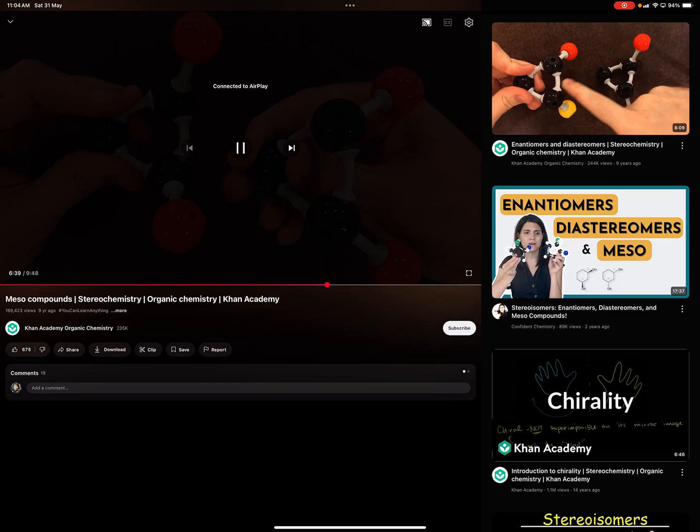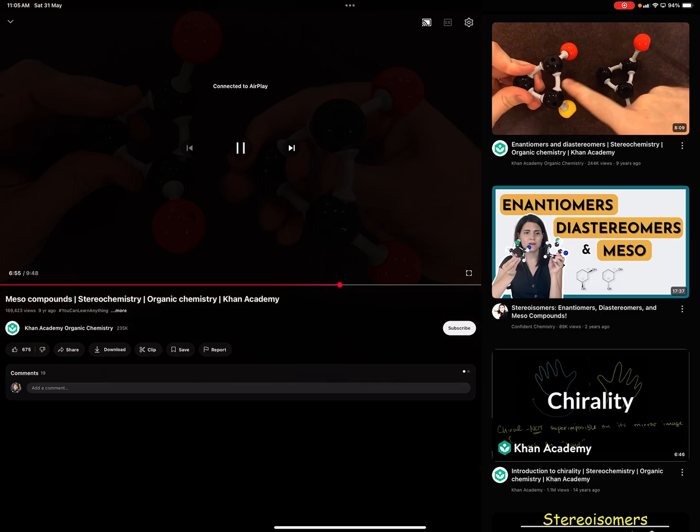So these are non-superimposable mirror images of each other. These are enantiomers. And we can check for a plane of symmetry, so I can take one. So we have our hydrogens going away from us in space. And I look for a plane of symmetry, but I don't see one. So this is not a meso compound.